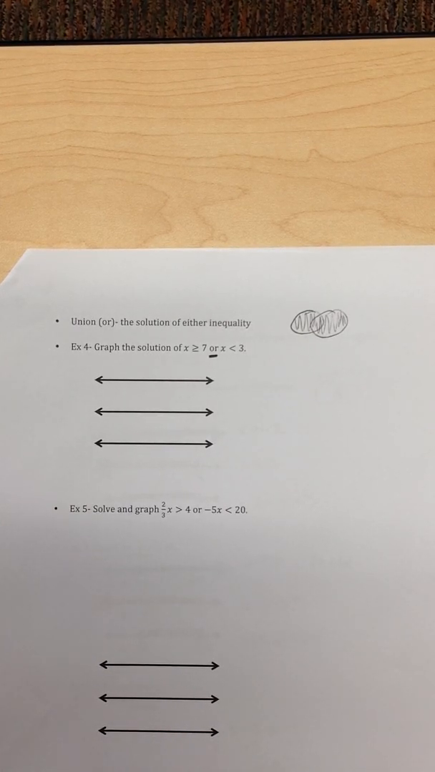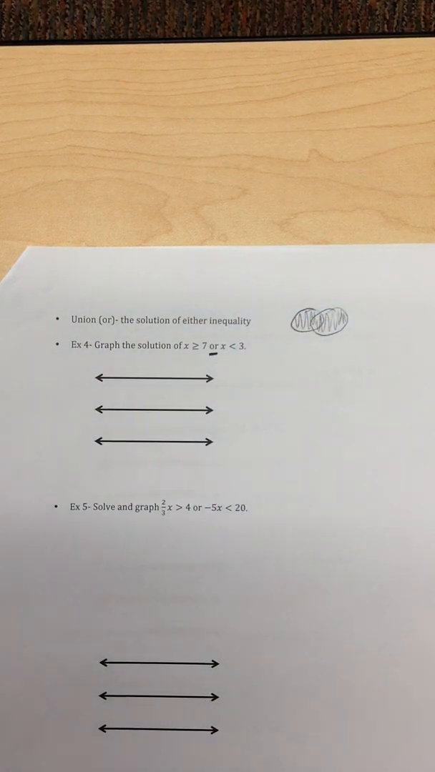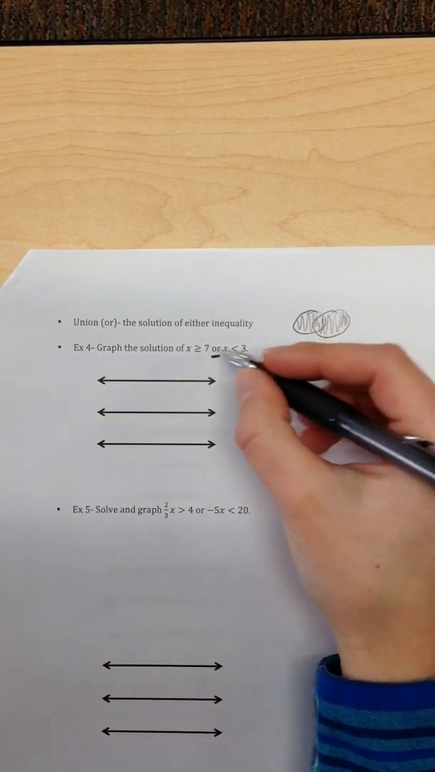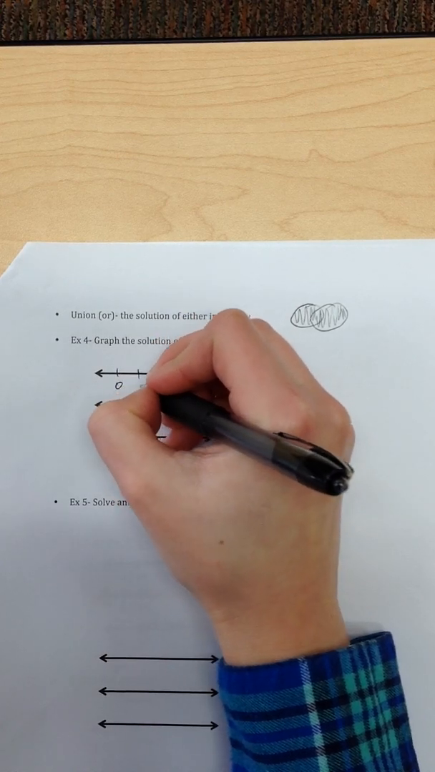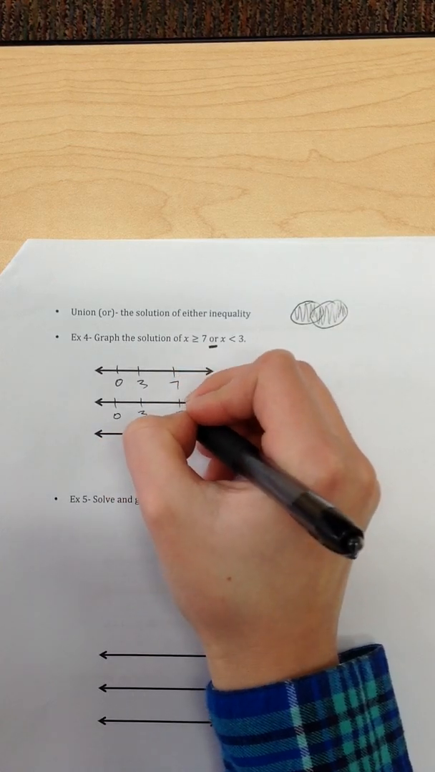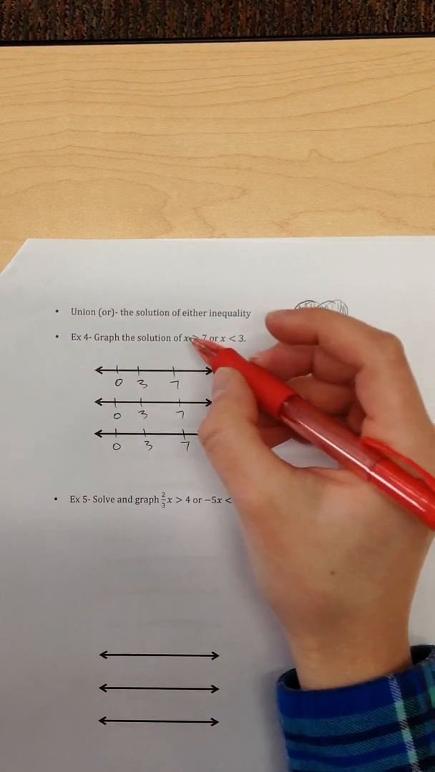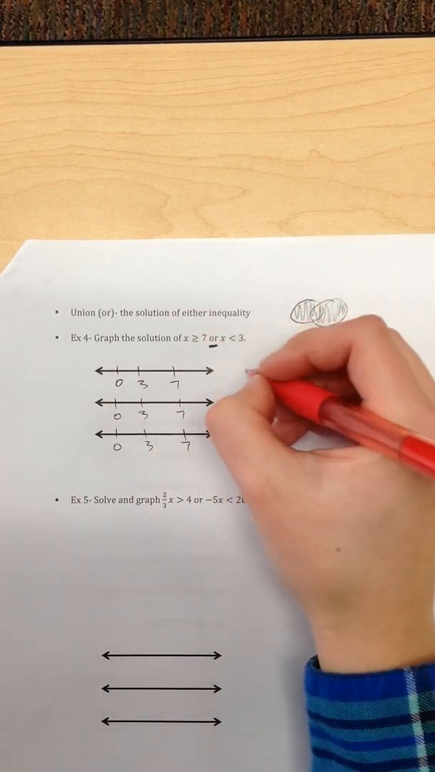So with this first one, we've got graph the solutions, and we've got x is greater than or equal to 7, or x is less than 3. So again, once you get the hang of this, you don't have to do three graphs out here, but I'll just kind of show you for the purpose of learning it. Oops, I should do these first. So I've got my two numbers there, 3 and 7. So I'll throw some zeros on there, 3, 7, 0, 3, 7. Okay, so the first one I'm going to graph is x is greater than or equal to 7.